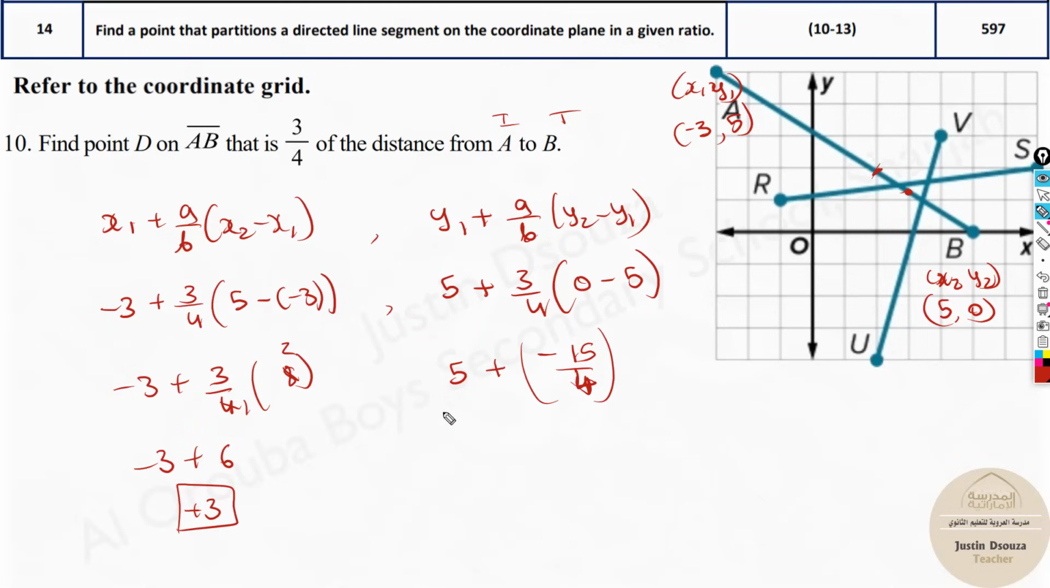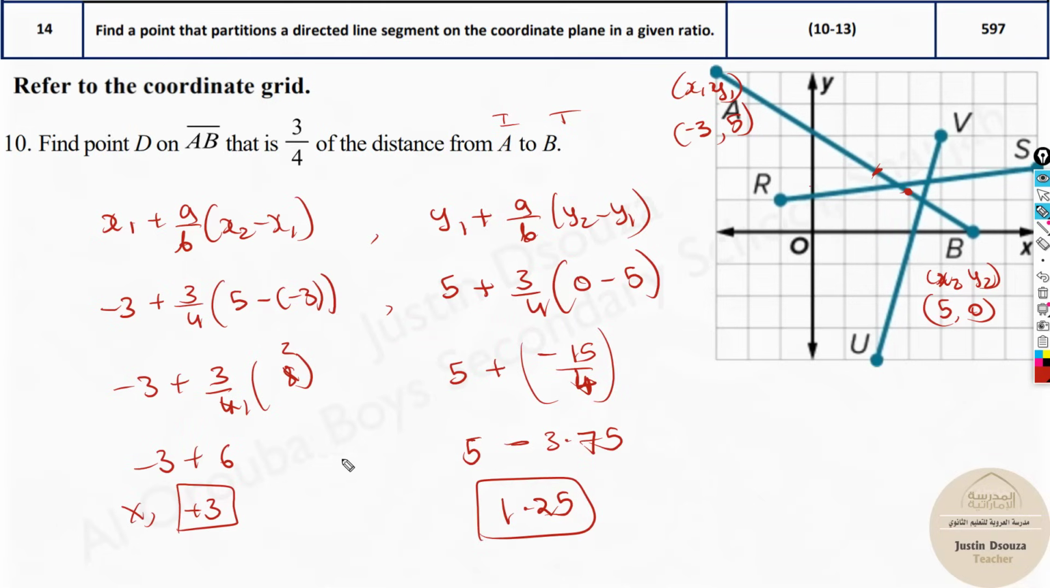Okay, so then we will add this up. 15 divided by 4 is 3 point, or rather, it will be 3.75. It's minus 3.75. Over here we have 5. So subtract it. The answer will be 1.25. So you can see this is 1 and 1.25. Yes, that's correct. So this is the answer.